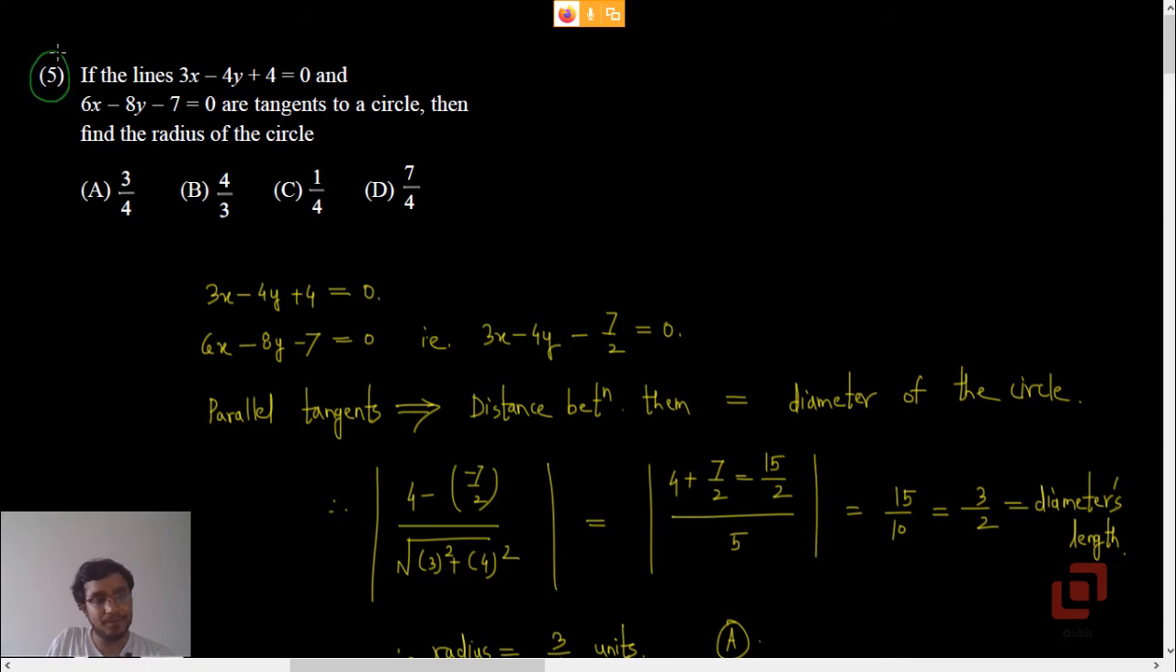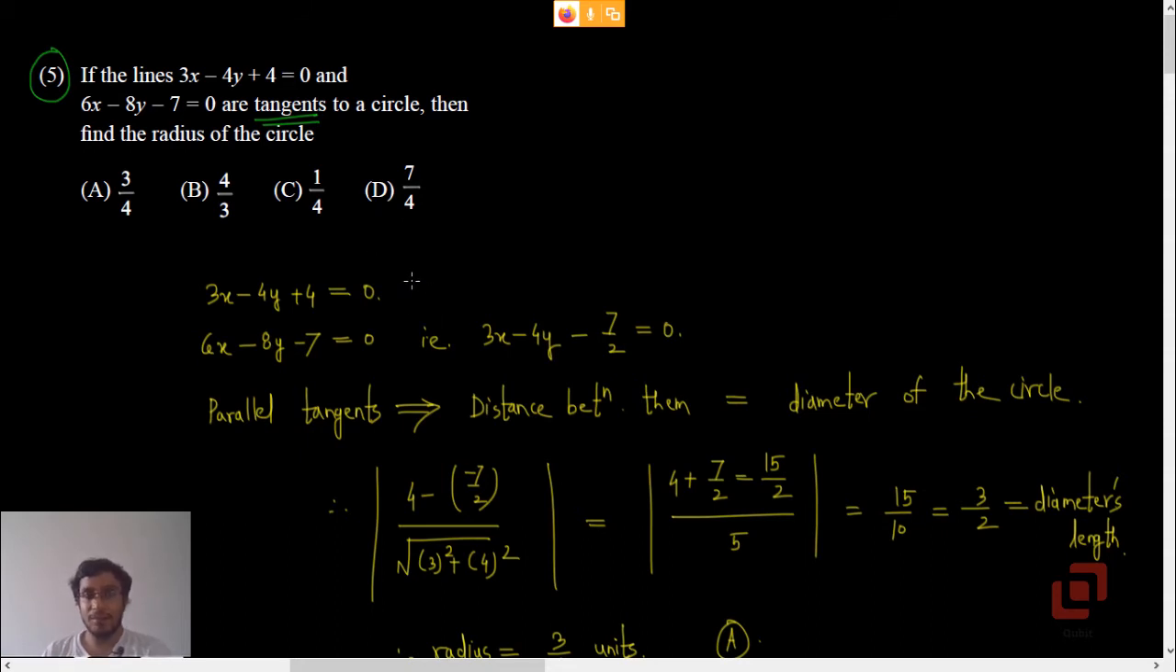Question 5. If the lines 3x minus 4y plus 4 equal to 0 and 6x minus 8y minus 7 equal to 0 are tangents to a circle, then find the radius of the circle. Option A 3 by 4 units, option B 4 by 3 units, option C 1 upon 4 units, and option D 7 by 4 units.